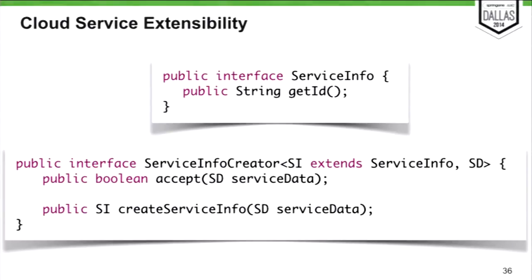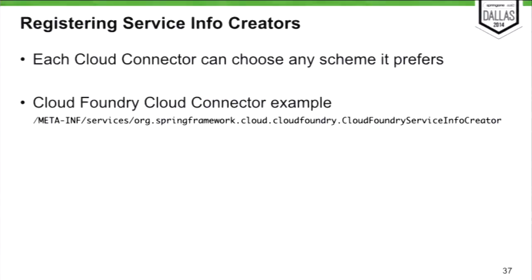It just says, are you a service info that knows how to create this type of service? And then the meat is in the create service info class, which actually parses the environment and creates the service info from that. And we're going to get into examples of what each of these look like in code in a minute. So you register new service info creators the same way you register cloud connectors.